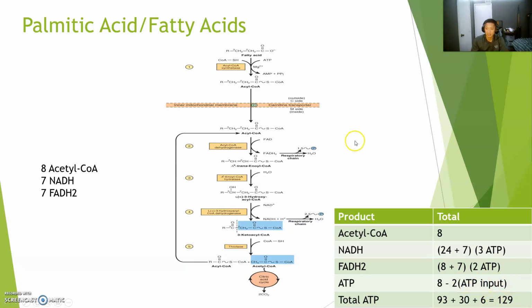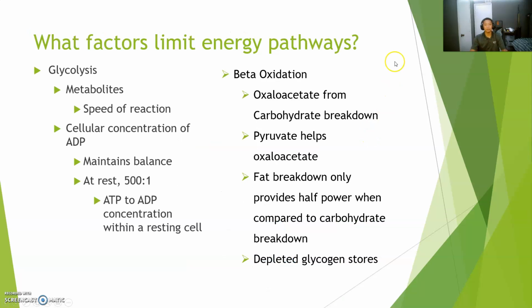So we can see that palmitic acid, or fatty acid breakdown, produces more than glycolysis. So what factors limit these pathways? Glycolysis is regulated by metabolites and cellular concentration of ADP. Metabolites are things that can activate or inhibit enzymes at key points in the oxidative pathways, and they moderate the speed of the reaction between glycolysis and the Krebs cycle.